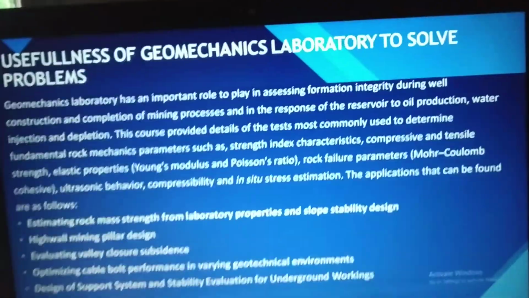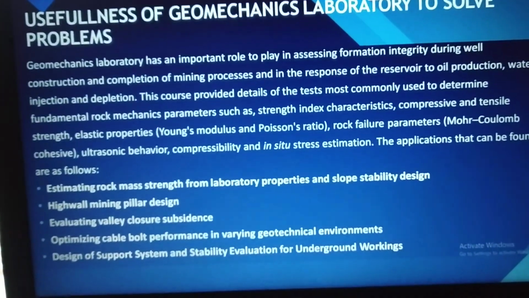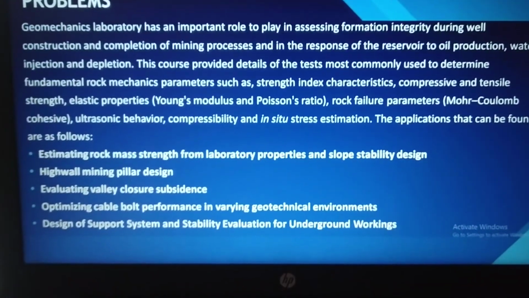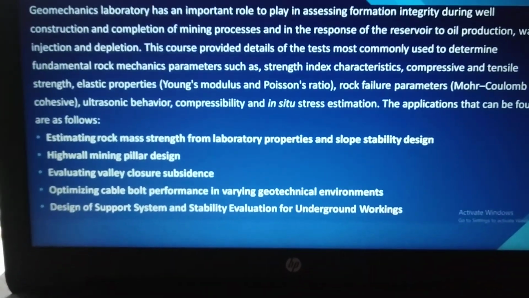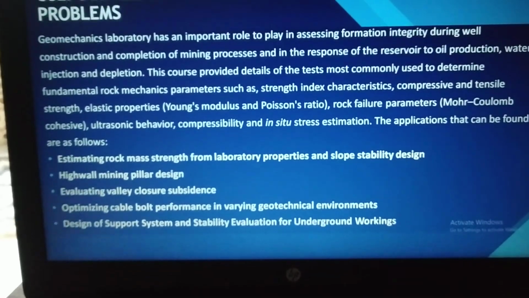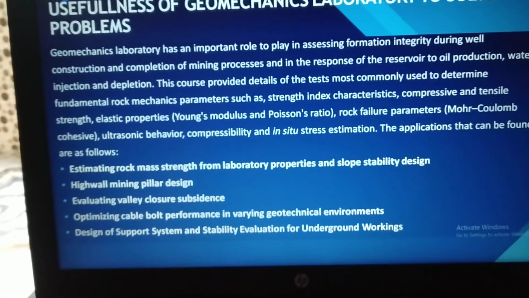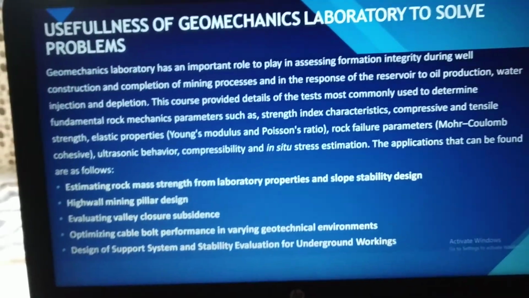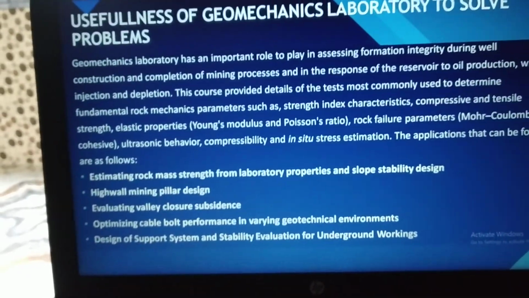This course not only provided us with details of all the tests which are most commonly used to determine the fundamental rock mechanics parameters, which include the strength index characteristics, compressive and tensile strength, elastic properties which include Young's modulus, Poisson's ratio, etc., and rock failure parameters like the Mohr-Coulomb circle, cohesive strength, etc., but also the in situ stress determination.